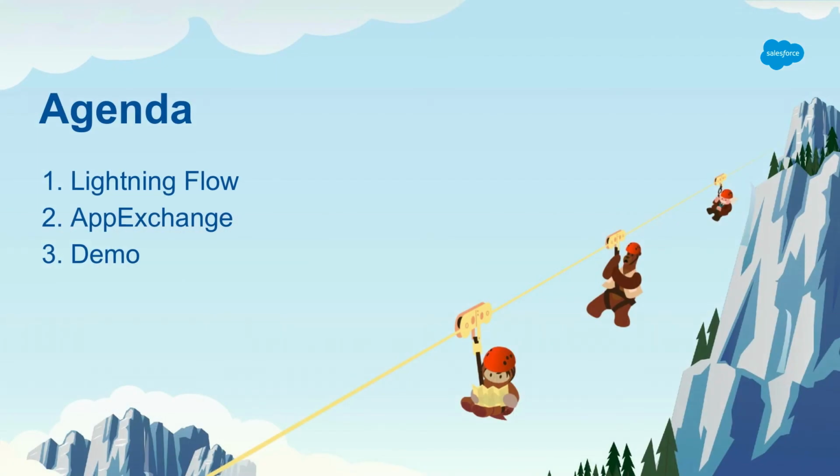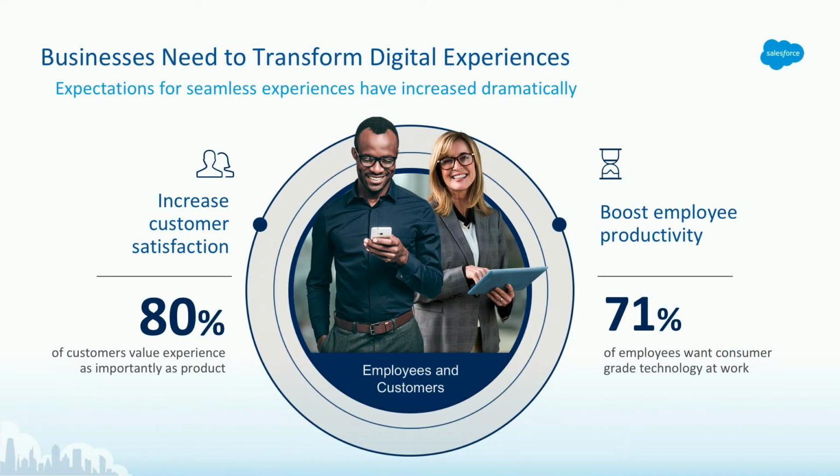So the agenda today is that we're going to go through Lightning Flow, and also look at AppExchange and see how both of these can work together. So here on the Flow team, we base our product strategy on the premise that everyone wants a digital experience. Our customer wants it, our employee wants it, and for the people that have the digital experience, they are able to have much better customer satisfaction, and the employees have much better productivity as well. And we believe that digital experience is the driver for the consumerization of IT.